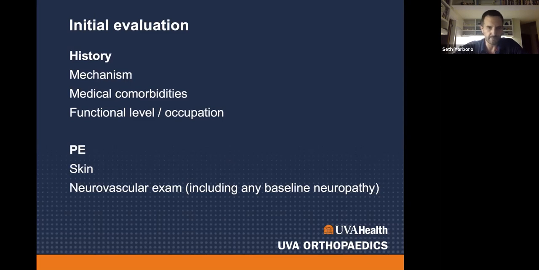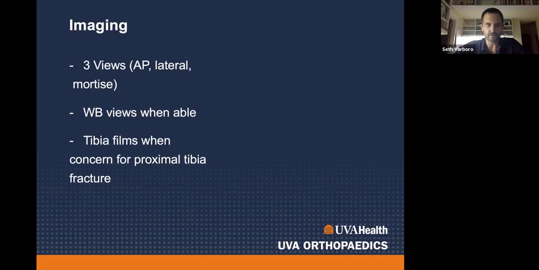For physical exam, really, what's the condition of the skin? Is there an open injury? Is this something that needs to be taken care of more urgently? And then what's the neurovascular exam? Sometimes the foot's kind of cold when it's at 90 degrees out of its normal alignment. And so specifically related to the neuro exam, baseline neuropathy is important to know about.